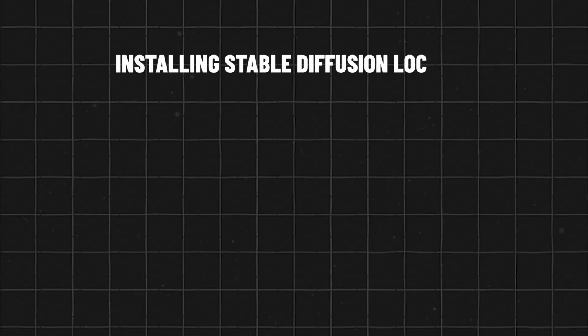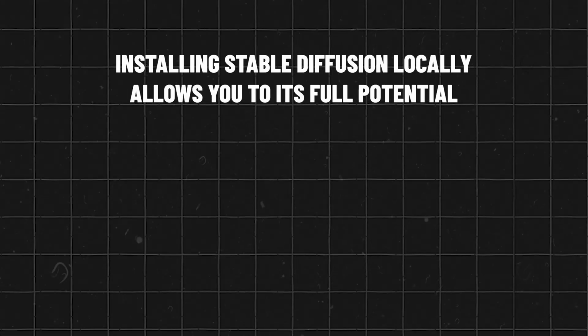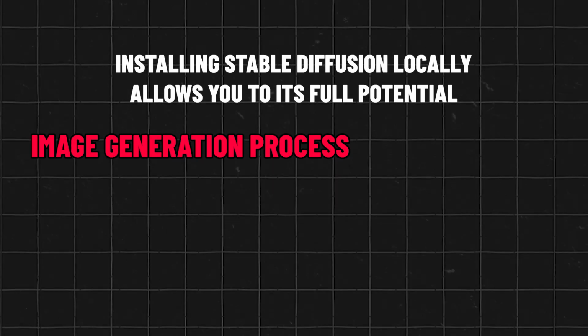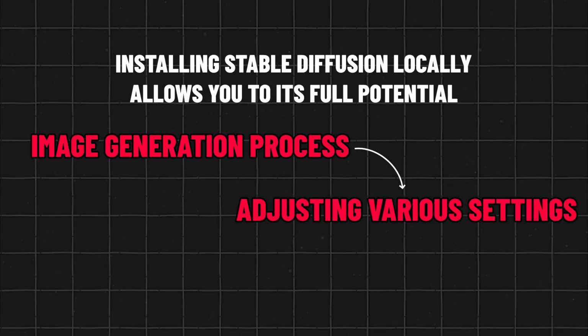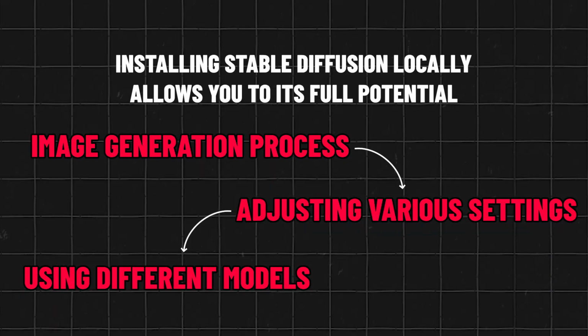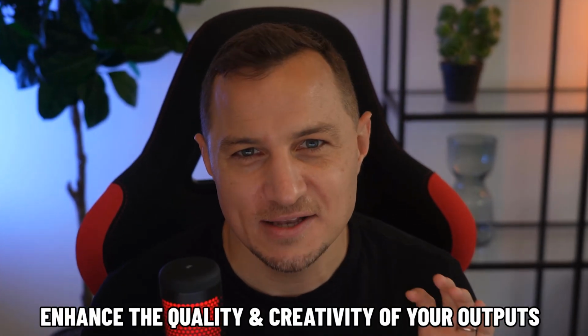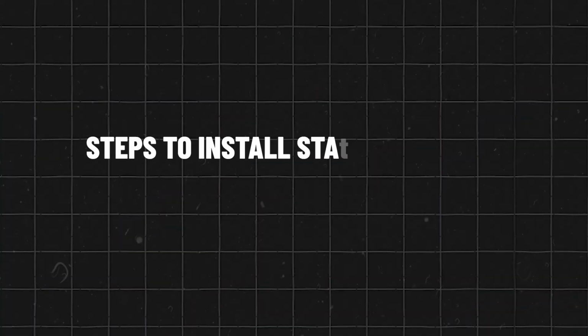Installing Stable Diffusion locally allows you to use its full potential. You get more control over the image generation process, including adjusting various settings and using different models. This flexibility can significantly enhance the quality and creativity of your outputs. So now let's finally get into the detailed steps to install Stable Diffusion on your computer. I'll guide you through each step so you can follow along easily.